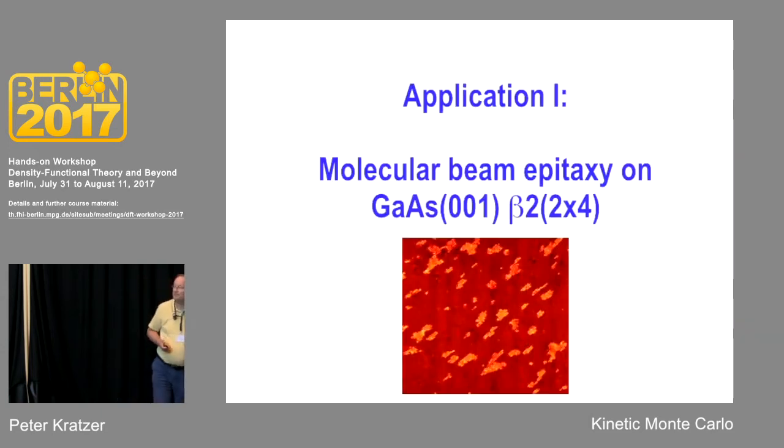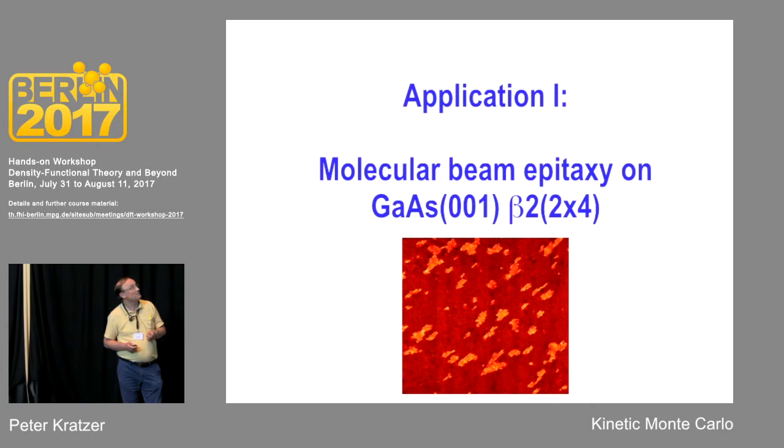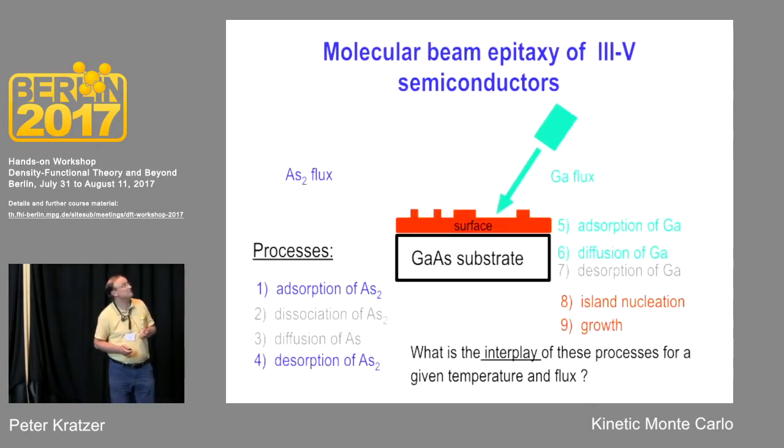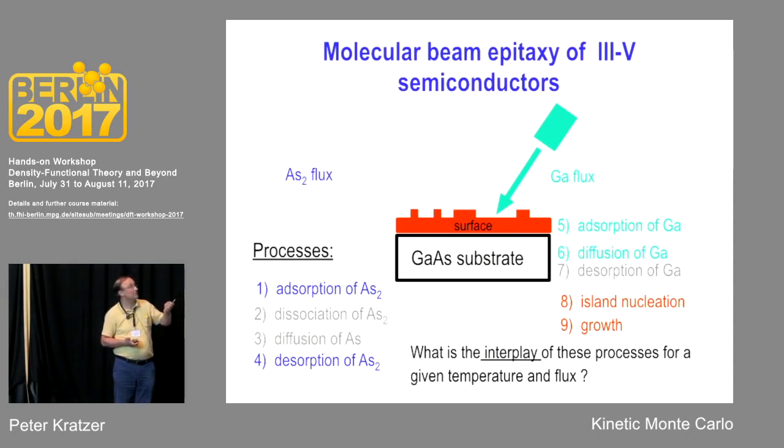Okay, this was the method part. Now I would like to show you some examples. These islands here on the gallium arsenide surface, this is some example I studied a couple of years ago, actually. Now in gallium arsenide you have two components, gallium and arsenic, and they are both offered from the gas phase. So you have deposition of gallium atoms, deposition of arsenic molecules.